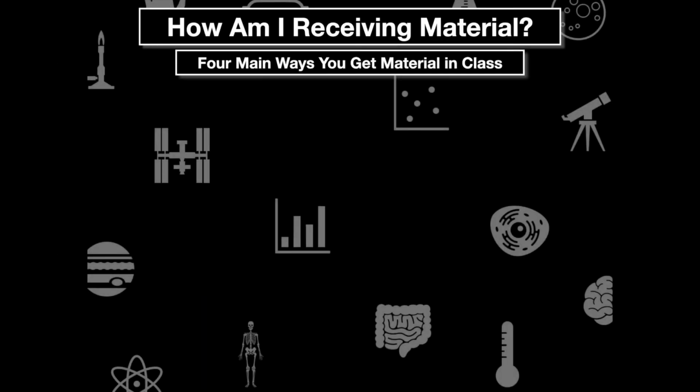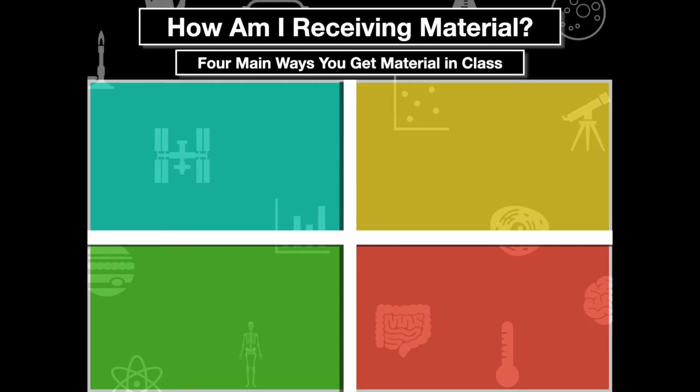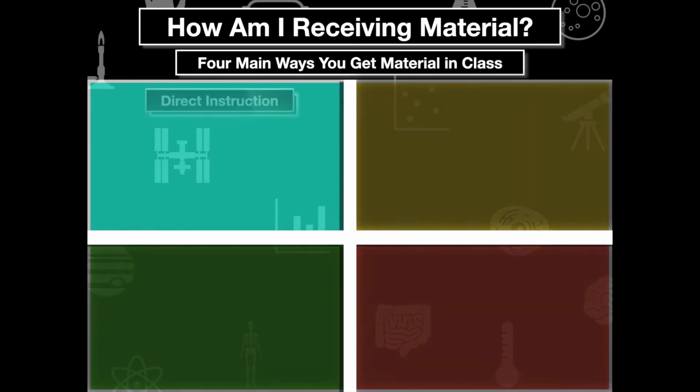So if we're looking at the ways that you're going to receive material in class, how am I delivering that material? Well, you're going to get it in 4 different ways. So let's break this up into the 4 different ways we're going to see it in class.